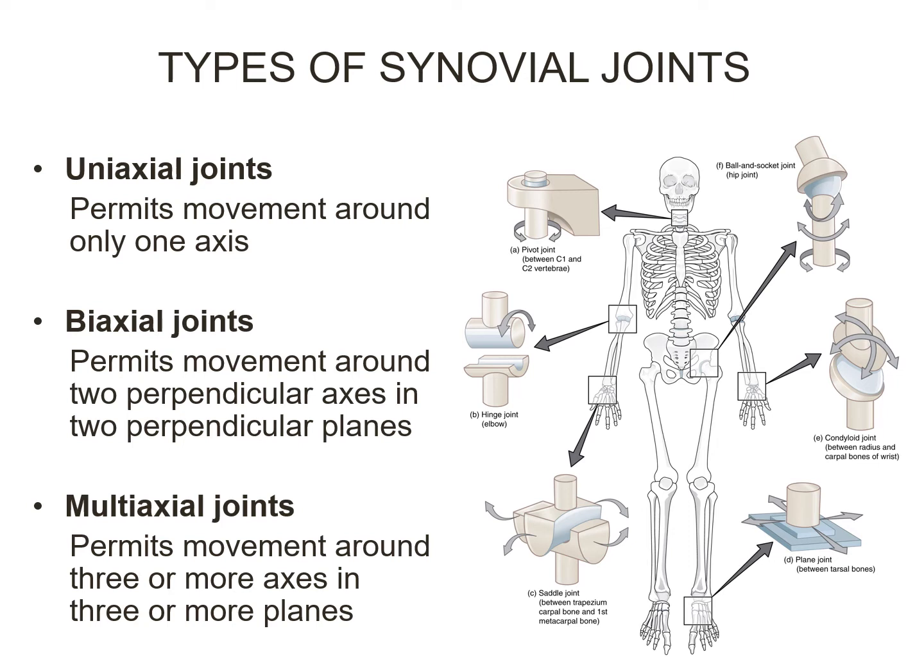So first things first, if we have a joint that is uniaxial, all that means is it only moves on one of those axes. So it either only moves on the x-axis and not y or z, or it only moves on the z-axis and not x or y. And a perfect example of this is your elbow. Think about your elbow. All your elbow can do is really bend and straighten, and that's it.